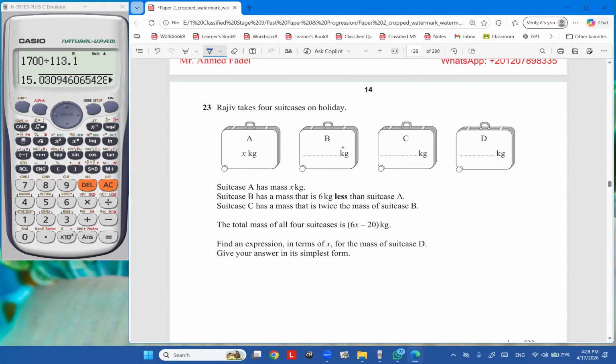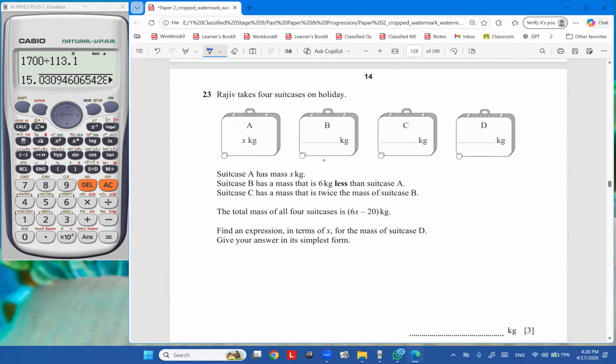Rajiv takes 4 suitcases on holiday. Suitcase A has mass X. Suitcase B has a mass that is 6 kilograms less than suitcase A, so it is X minus 6. Suitcase C has a mass that is twice the mass of suitcase B. So twice B means 2 multiplied by X minus 6. So you can put them in brackets, or you can expand right away, which is 2X minus 12.